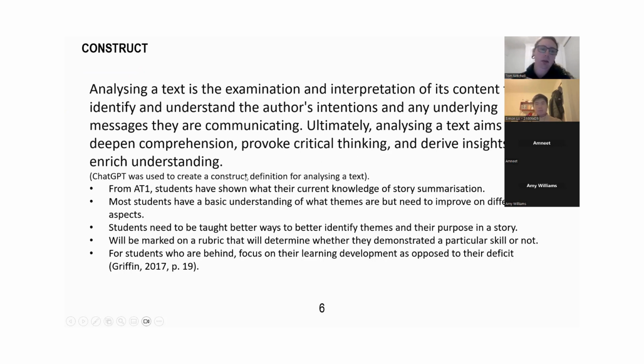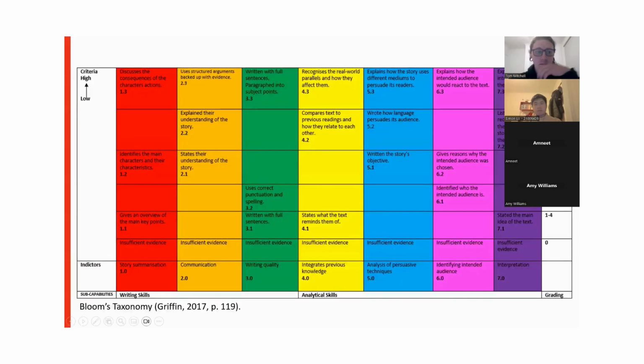So from AT1, my students had demonstrated their current knowledge of story summarization, which then folded over into their knowledge of story themes. Most students have a basic understanding of what themes are, but need to improve on different aspects. Students will need to be taught better ways to identify them, as well as their purpose in a story. They will be marked on a rubric that will determine whether they demonstrated a particular skill or not. For my students who are behind, we'll be focusing on their learning development as opposed to their deficits.